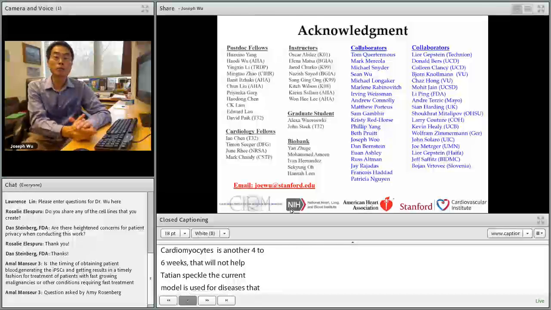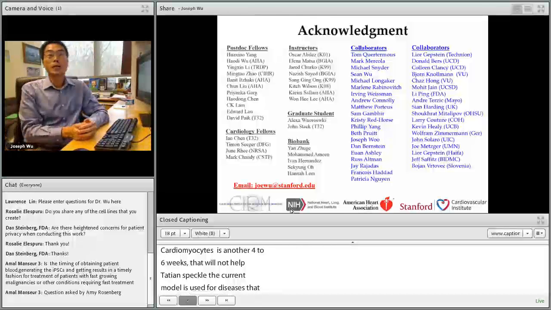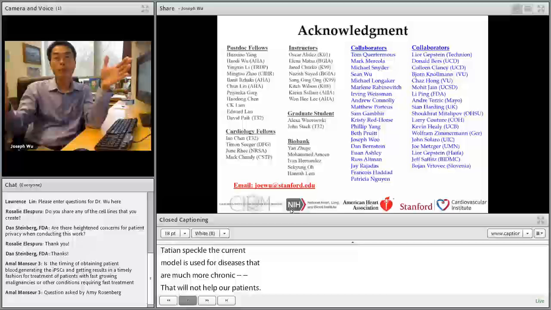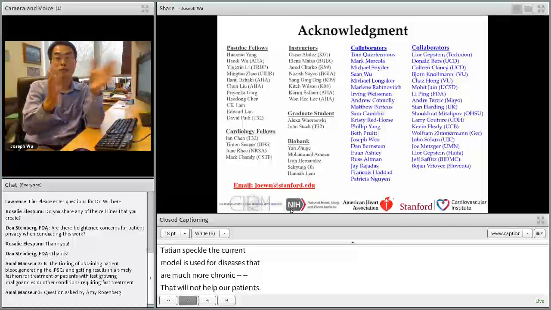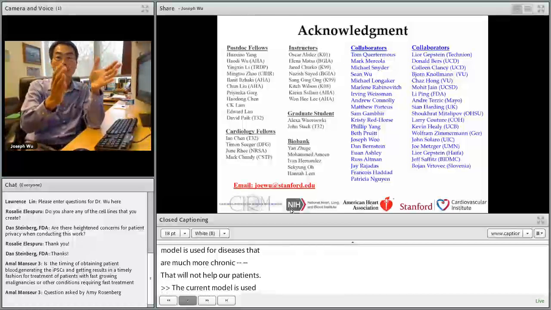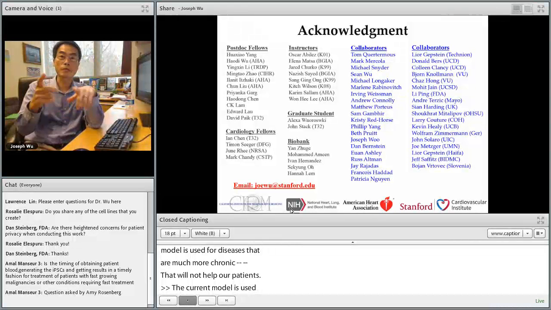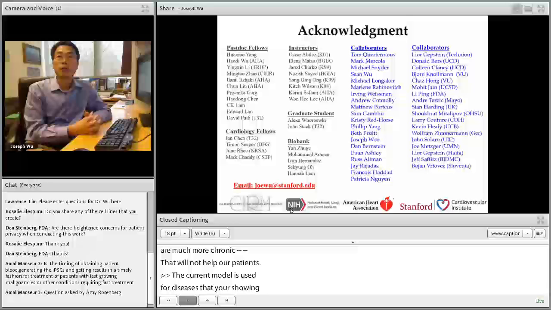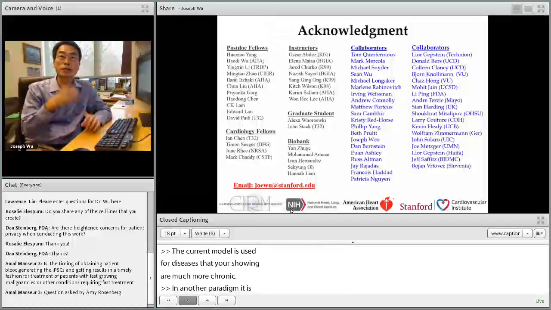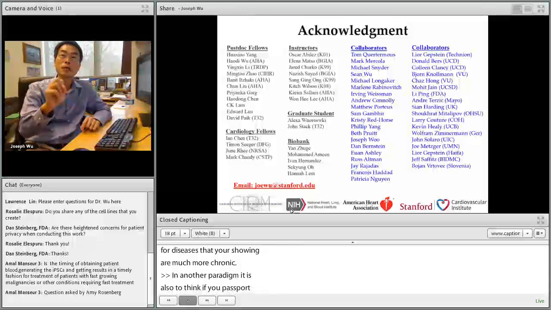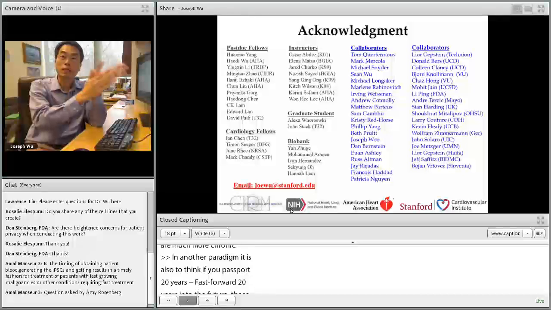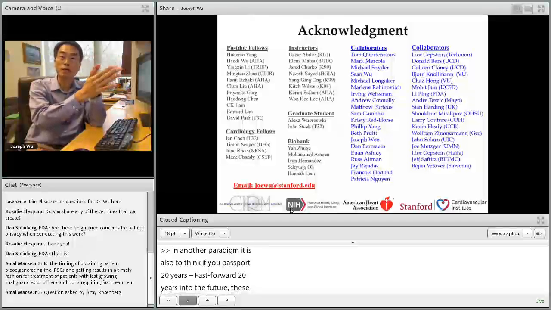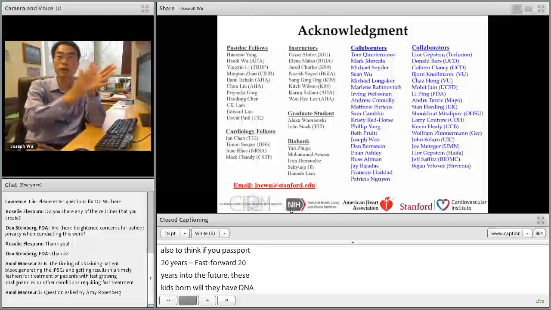I think it's possible that in the future, the timeline for making the iPS cells and cardiomyocytes will shrink as people come up with better protocols or additional genes that shrink the time needed. It's also possible to think of another paradigm: if you fast forward 20 or 30 years, kids who are born may have their DNA sequenced. But as I mentioned, the DNA sequencing information by itself is very junky and very hard to interpret.